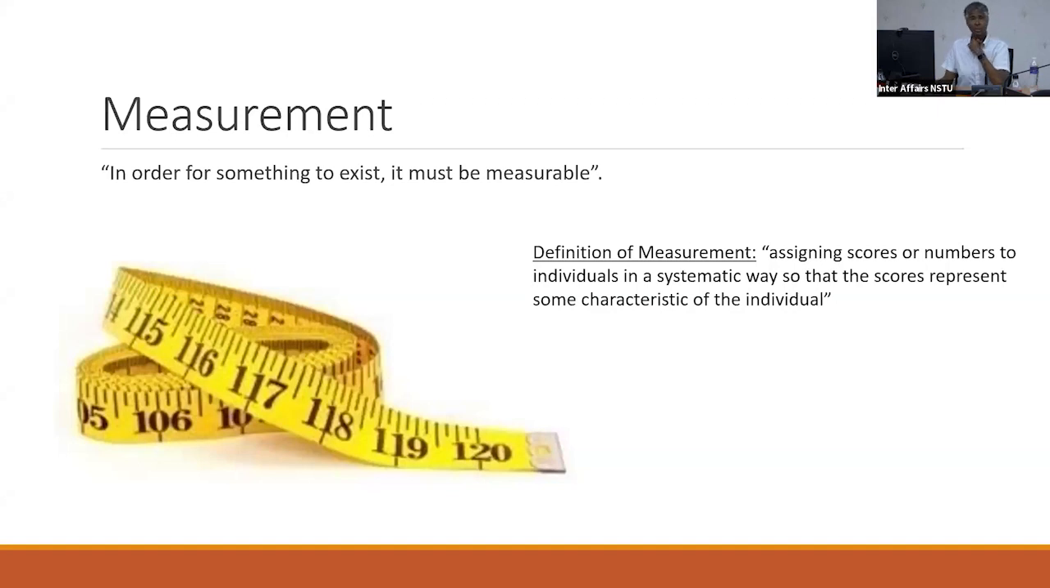Okay. So what is measurement? The definition of measurement is the ability to assign numbers or scores to individuals in a systematic way so that the scores represent some characteristic of that individual, and some characteristics, when data are combined, of a specific population.